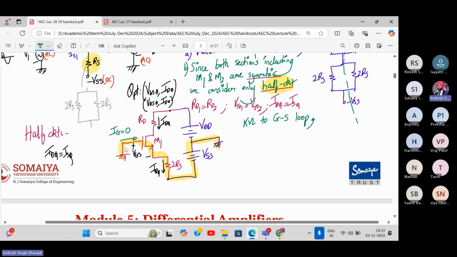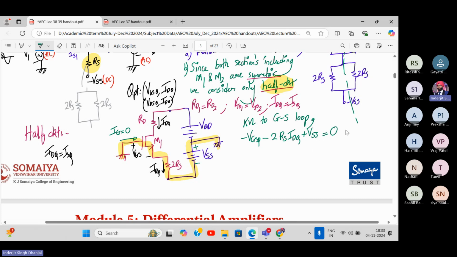So let's do that. We'll start from here, right? Ground, and then go to here. So here we're going from plus to minus. So it will be negative VGS, right? Minus VGSQ minus what will come over here? Twice RS IDQ, right? Now what will come over here? This is plus, this is minus, this is plus. So it is going minus to plus VSS. So plus VSS is equal to 0.